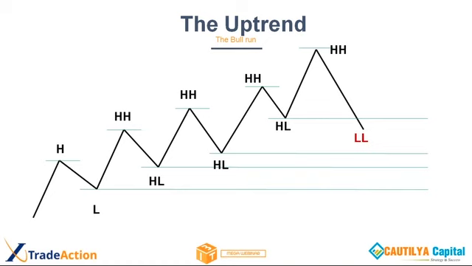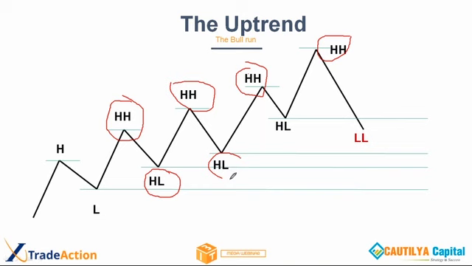So what is happening here? We have a series of higher highs. Every high is higher than the previous high, and we have a series of higher lows. So every low is higher than the previous low, and at one point of time the previous higher low would be broken, a lower low is formed, and when the lower low is formed the uptrend is said to be broken.